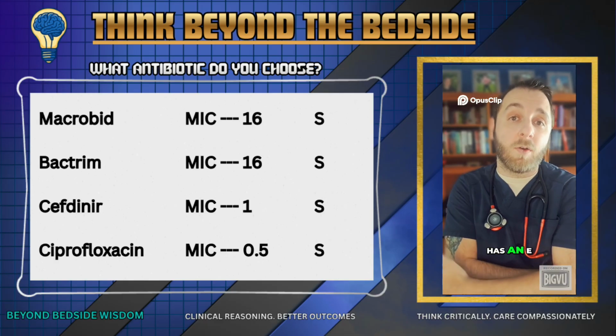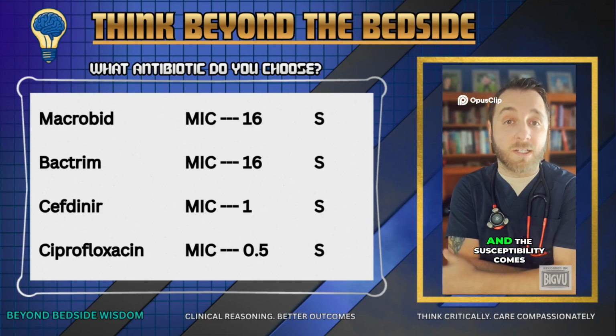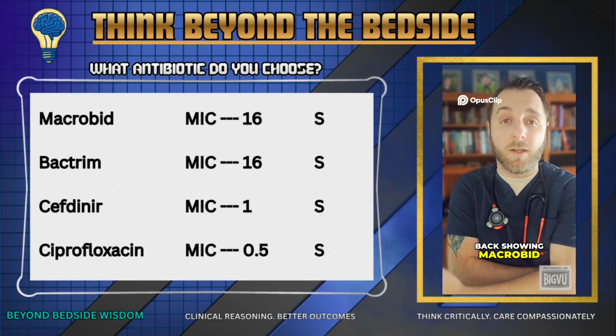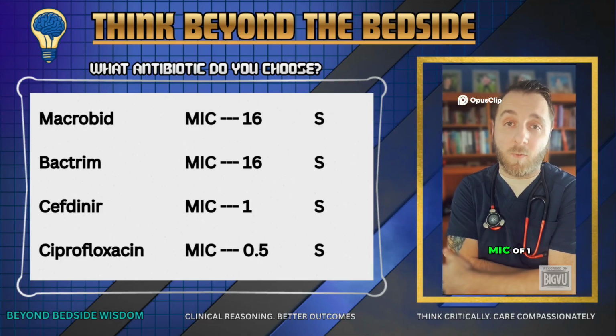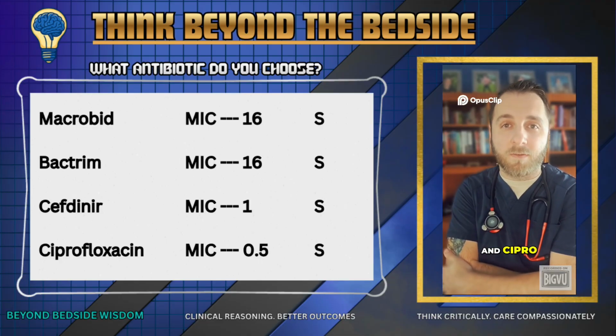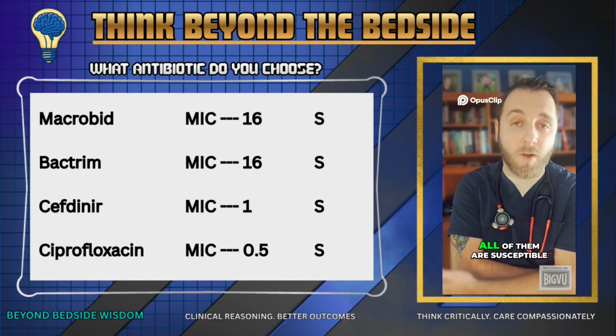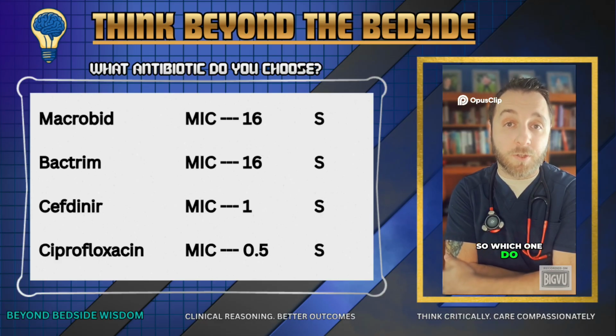Let's say your patient has an E. coli urinary tract infection, and the susceptibility comes back showing Macrobid, MIC of 16, Bactrim, MIC of 16, Cefdinir, MIC of 1, and Cipro, MIC of 0.5. All of them are susceptible. So which one do you choose?